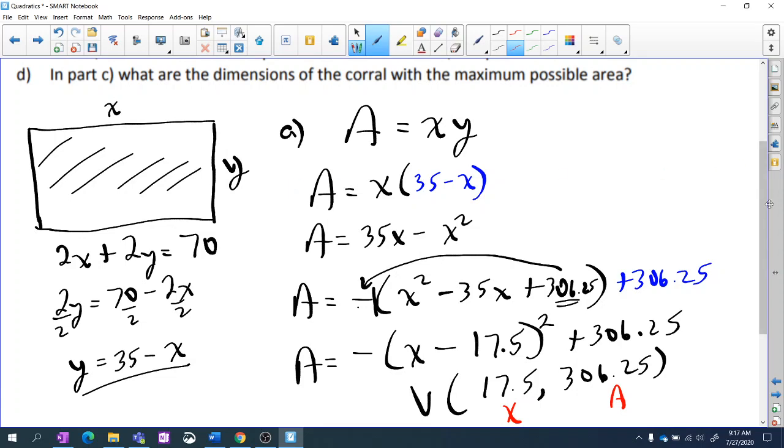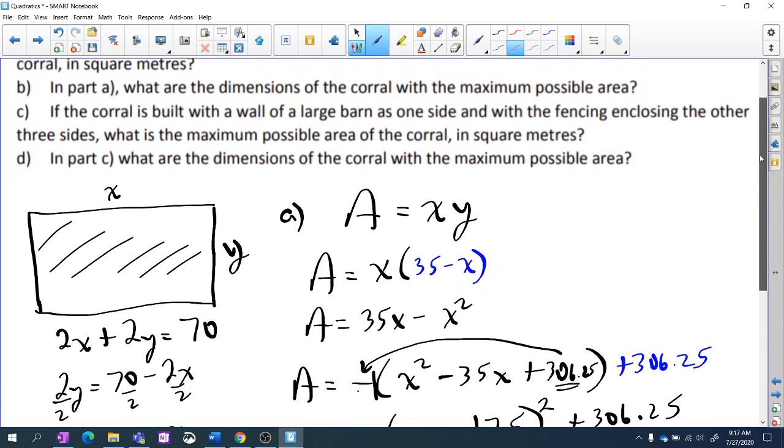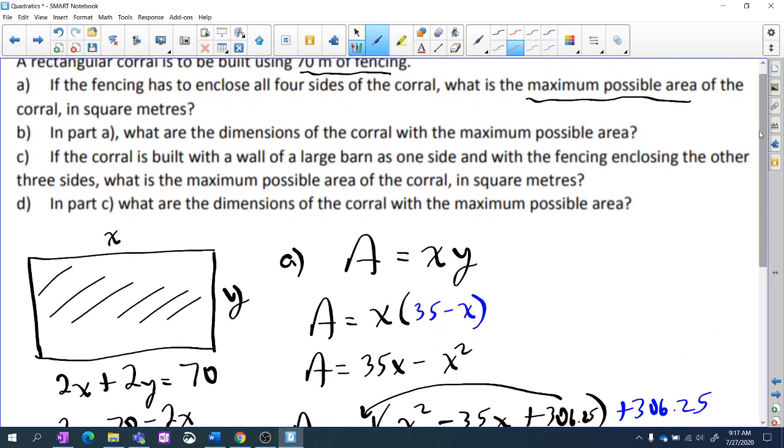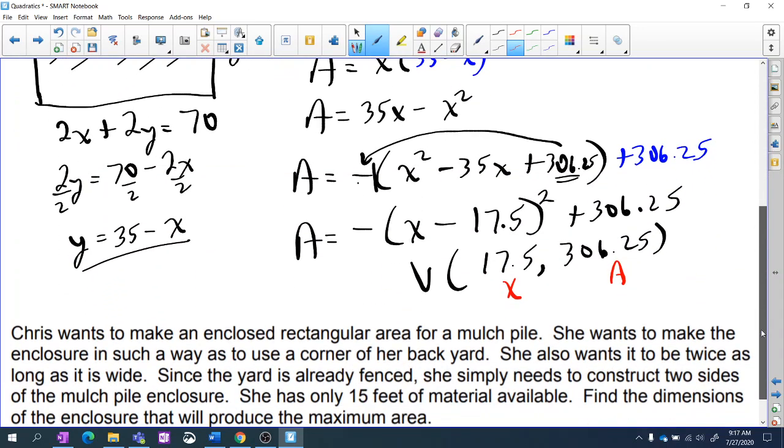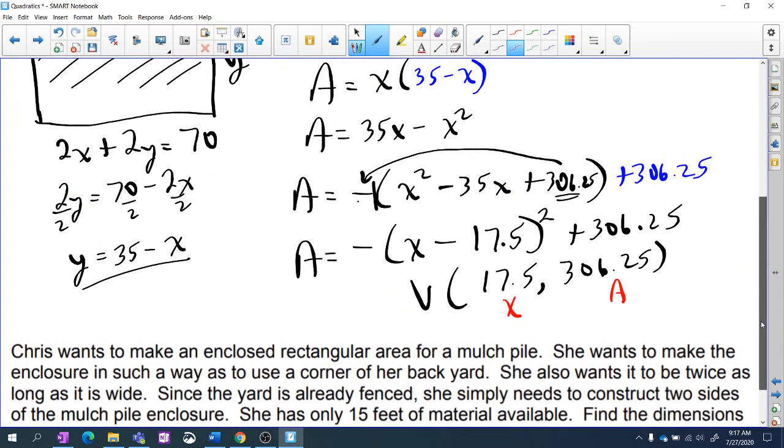Let's go back to part A and see what they asked. I don't know if we've answered it yet. So in part A, if the fencing has to close all four sides, what is the maximum possible area? So they're asking me for the maximum possible area. So for part A, the maximum possible area is that number right there, 306.25. The measurements were in meters, so area would then be in square meters.